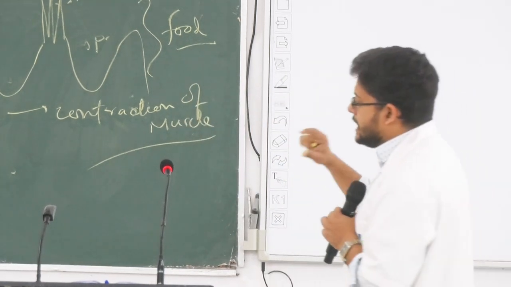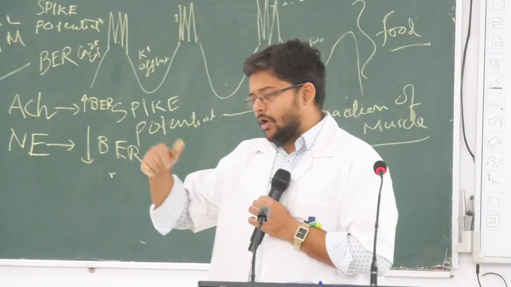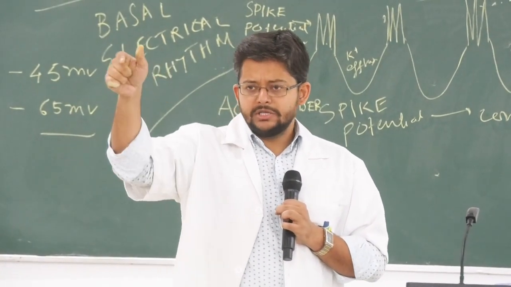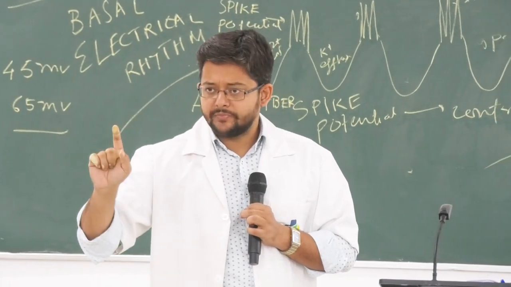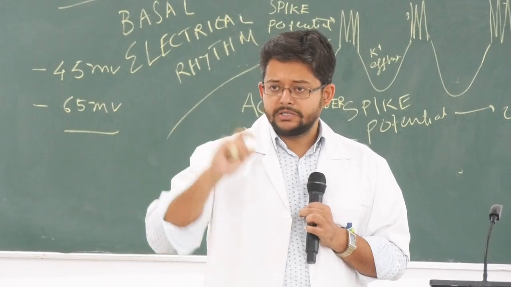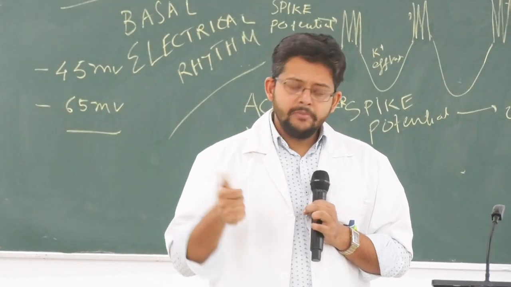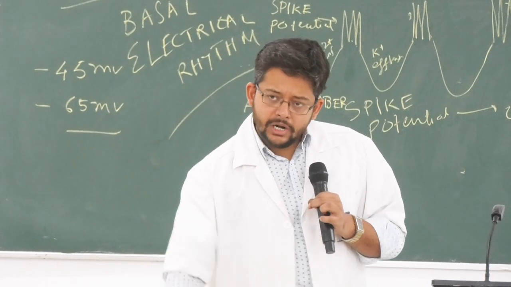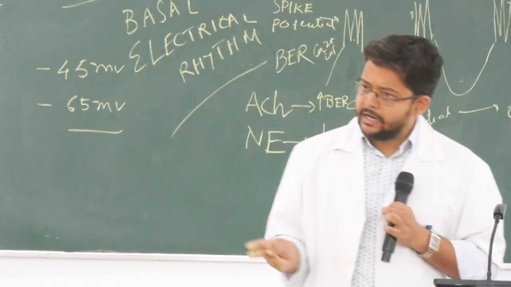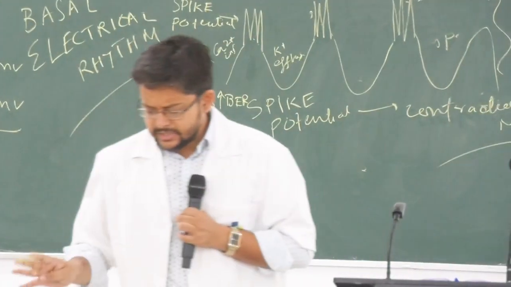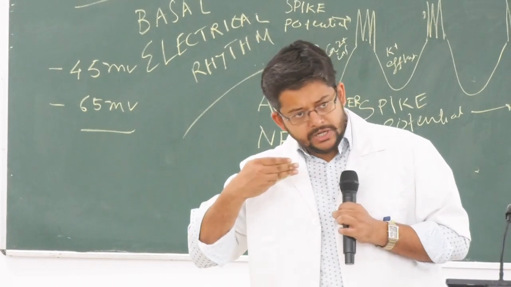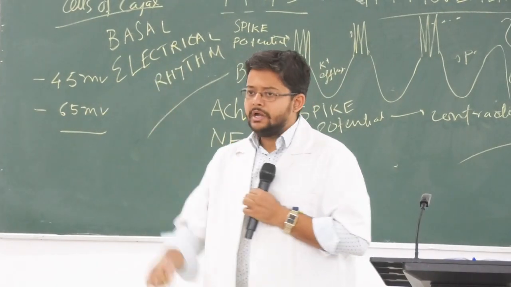Now, the BER is there, and over and above, on top of BER, we are having this spike potential which leads to contraction. Now the number of contractions is also very important. What is the rate of contraction? Remember one thing, the more distal it goes, the number of contractions increases. You don't have to memorize the numbers, though I am writing them, nobody is expecting you to, but understand the law behind it. The more distal it goes, the more number of contractions.